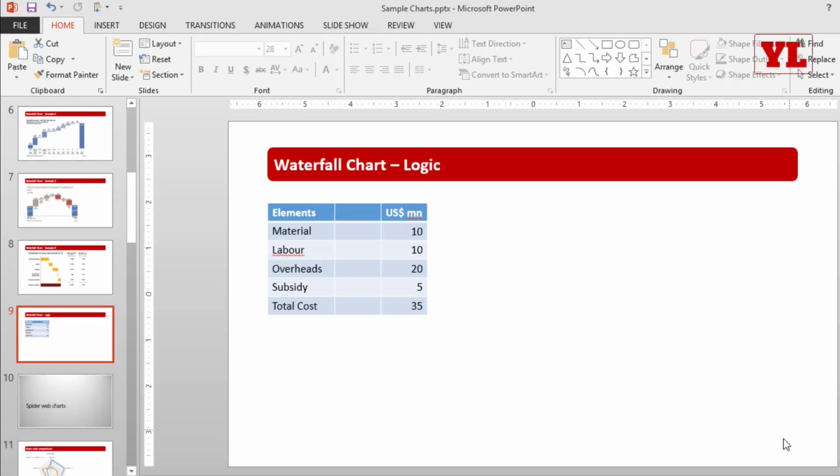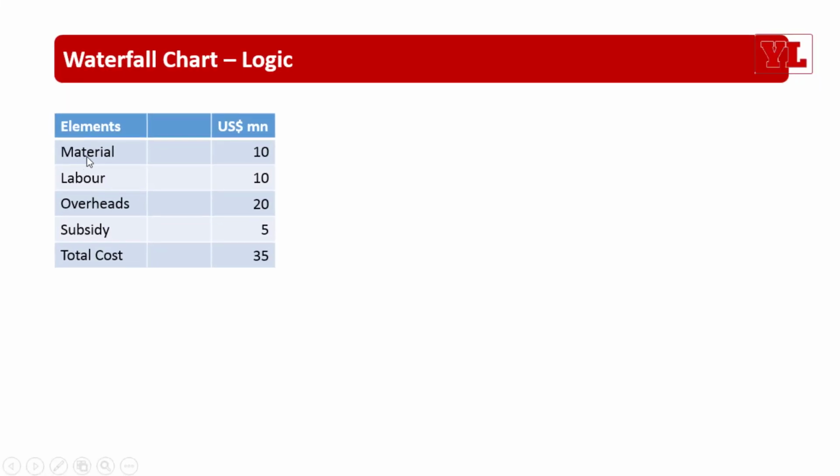And the logic goes like this: you may have a certain product being made that involves using material, labor cost, and overheads, and because it may be set up in a rural part of the country, the government is giving you a subsidy of 5, and that brings down the total prime cost to 35. Now, if I were to draw a waterfall chart based on this, how would I do that? What is the logic behind it, especially if I were to do this through the pen and paper approach?